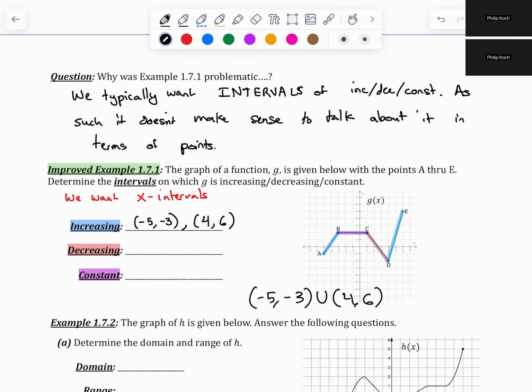On an exam, if you use a union symbol, I'll give you full credit. It does not matter to me, but I believe Alex likes to use commas unless they've changed things. That's the general convention. Decreasing. Remember, it's x intervals, not points.